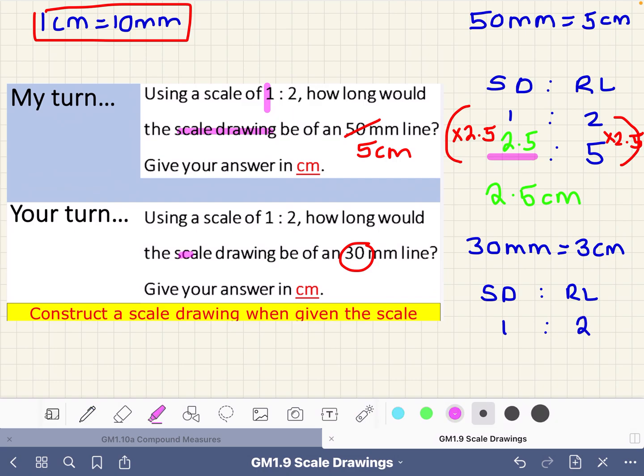So we have a scale drawing of 1 to 2 for our real life. And we're asked to find how long would the scale drawing be. So that means we need an answer there. We know the real life scale given by 2 is this 3 centimetres that we worked out.